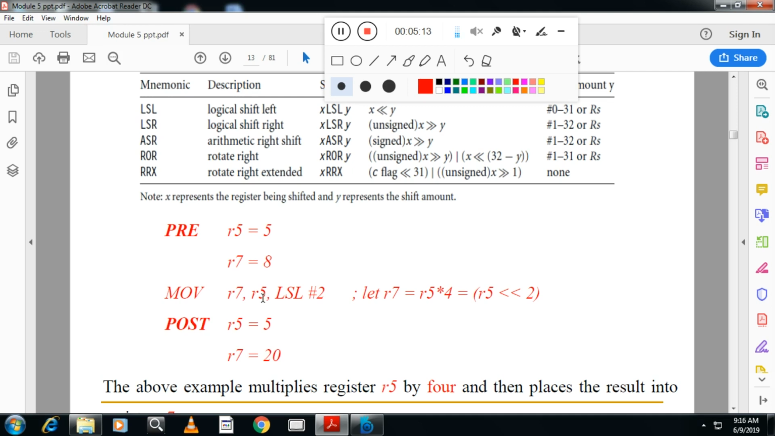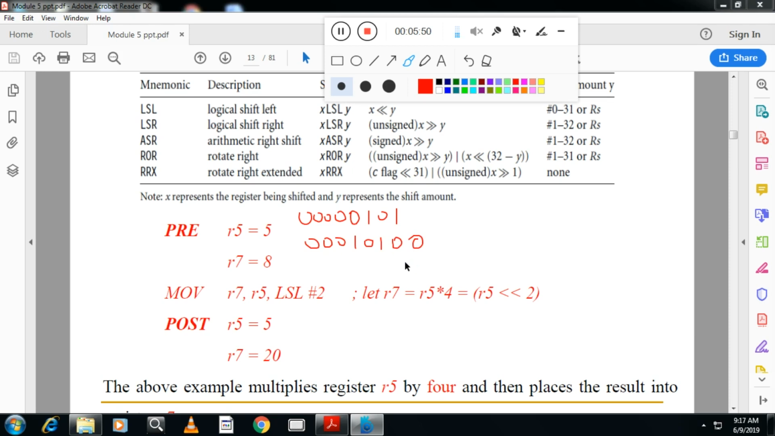So R5 is right now 5. We will write here, it is 0, 1, 0, 1. When you left shift by 2, let me write in 8 bit. When you left shift by 2, here it becomes 0, here it becomes 1, then it becomes 0, 1, and here 0 enters.